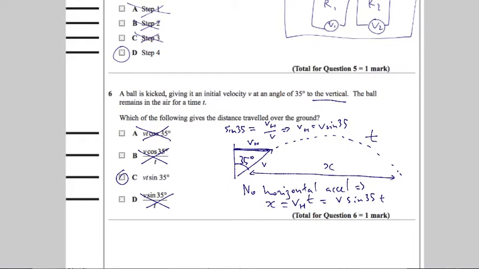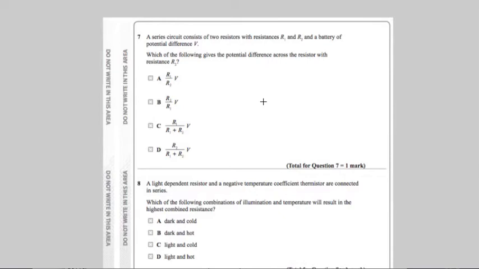Let's move on to question 7. A series circuit consists of two resistors with resistances R1 and R2 and a battery of potential difference V. Once again, I like to be able to visualize it. So, quick sketch. Here we are, R1, R2. Which of the following gives the potential difference across the resistor with resistance R2?